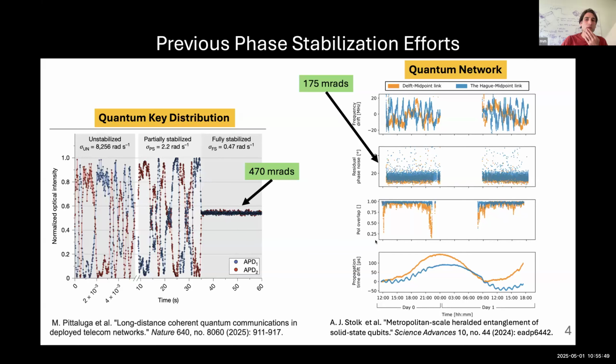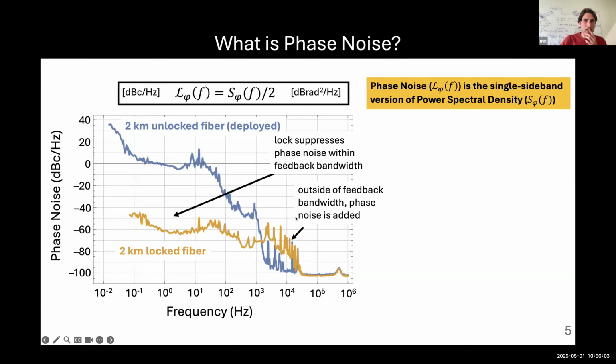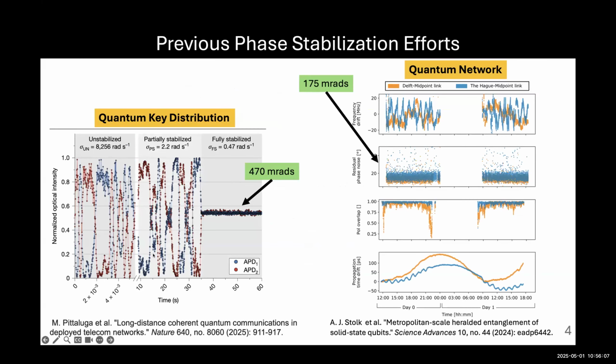Sorry, what are you talking about? The partially stabilized or the unstabilized, where you see variations of the optical density by 100%. On the left. Okay, yeah. Right. And that even says it's 2 radians.